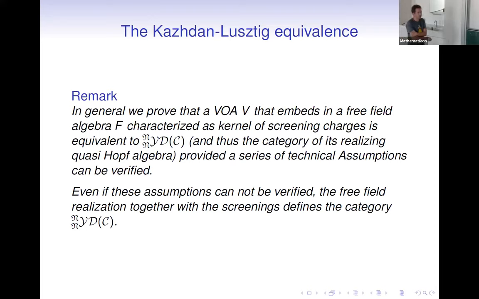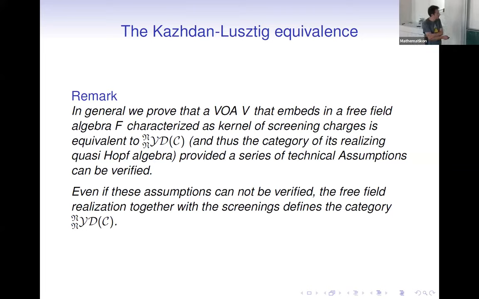And of course, we didn't want to take just the 1-1 statement. The point is, it's a general statement. So this is the whole point here. So if, unfortunately, a very big amount of assumptions hold, and we have a VOA very much like the presented one that embeds into a nicer VOA, for example, then the category of modules of the VOA is equivalent to this category of modules given by the Nichols algebra determined by the screening charges.